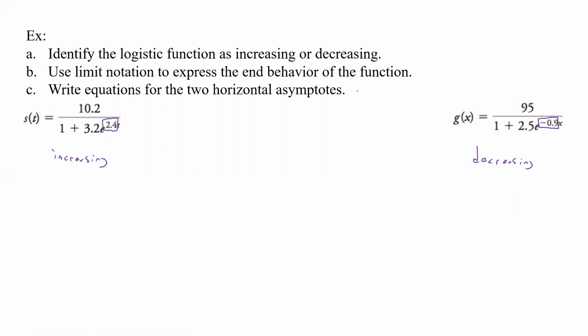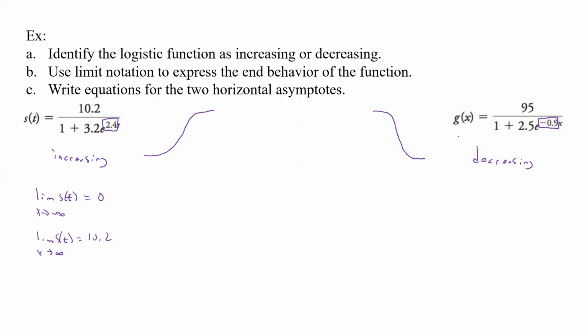All right, what about the next one? Use limit notation to express the end behavior of the function. Well, if it's increasing, that means we have something like that. And if this one's decreasing, we have something like that. So we can say on this one, the limit of s of t as x goes to negative infinity, well, that's going to be 0. And the limit of s of t as x goes to positive infinity, well, that's going to go to this value here, 10.2. Okay, and so that would be what we get on that one.